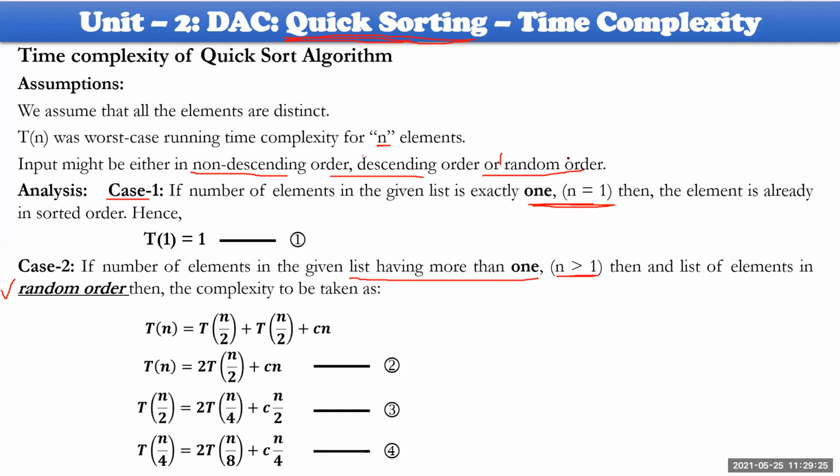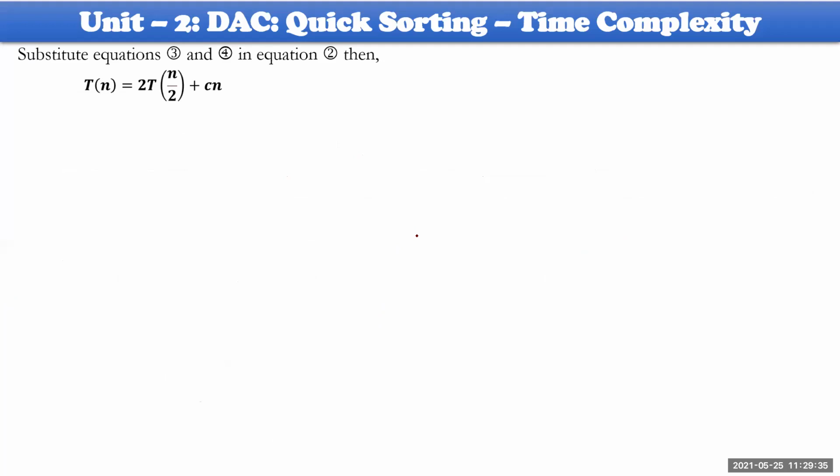Hope that everything is recalled from Quicksort. Then equations 3 and 4 are substituted in equation 2, and you get 2 into 2T of n by 4 plus C into n by 2, plus Cn. Here 2 into 2 is 2 squared, and this 2 cancels with the n by 2 term. So 2 squared T of n by 4 plus Cn plus Cn, that is 2Cn.